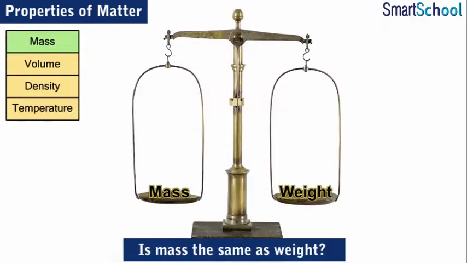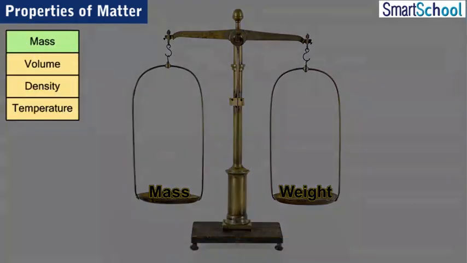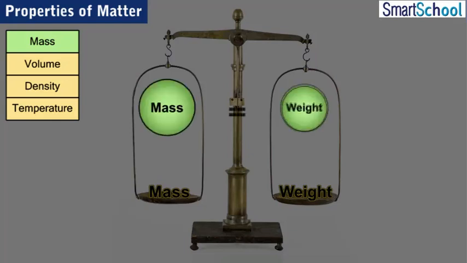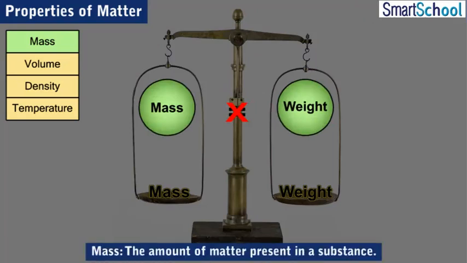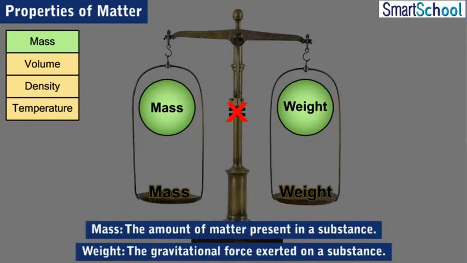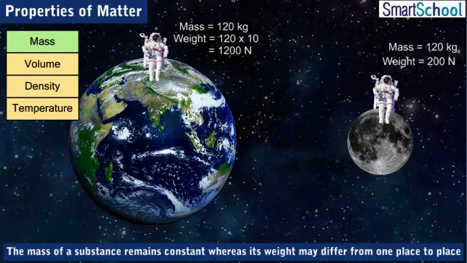Is mass the same as weight? Often, people consider mass and weight to be the same thing. However, that is not the case. Mass is the amount of matter present in a substance, while weight is the gravitational force exerted on a substance. This implies that the mass of a substance remains constant, whereas its weight may differ from one place to another due to change in the gravitational force.